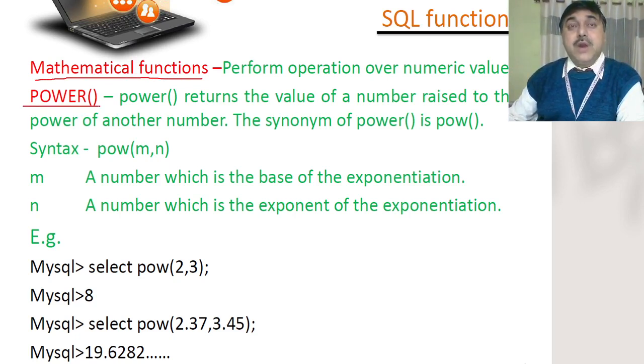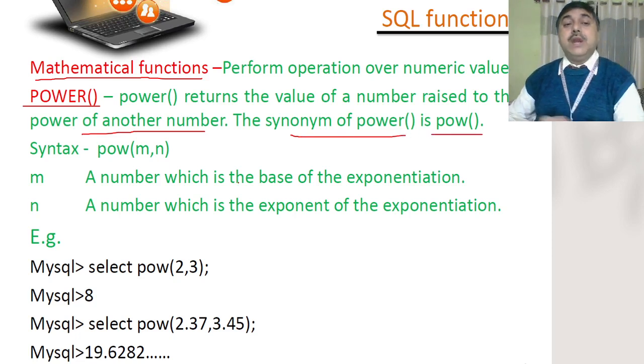What is a power function? The power function is the function which raises the value of a number to the power of another number. That means a square or a cube. All these things are powers. The synonym of power is POW. We can write it as POW.